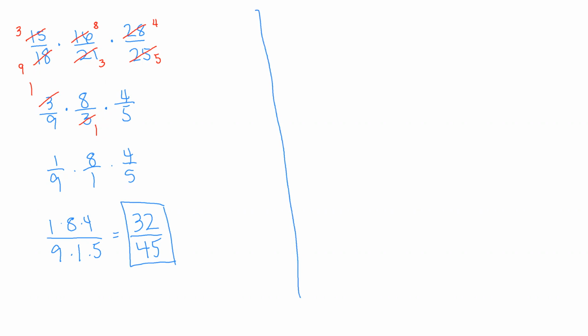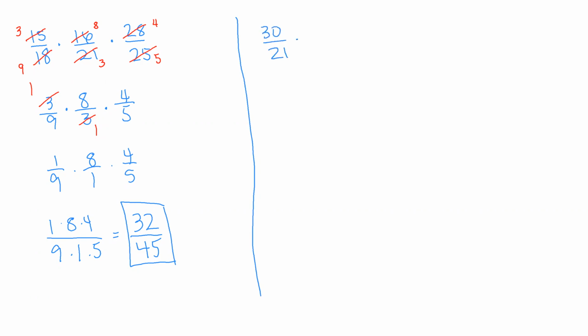All right. Let's do one more. Okay, so for this last one with just fractions, we're going to move to mixed numbers after this. We have 30 over 21 times 15 over 45 times 16 over 24. All right. So lots that could be simplified.